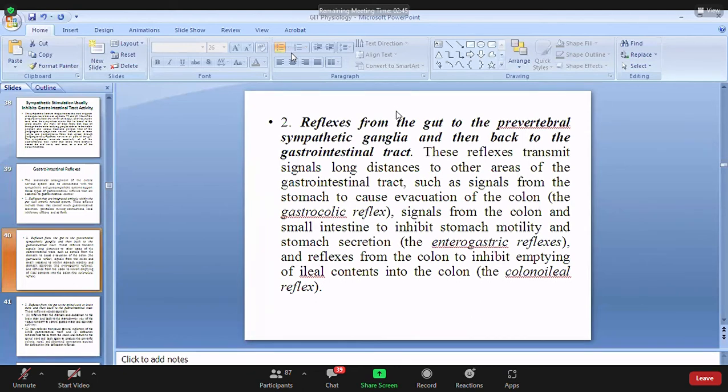Okay. Then another example is signals from the colon and small intestine to inhibit the stomach motility and secretion. That is the enterogastric reflex. So it is possible to send signals from the colon to the small intestine to inhibit the stomach motility and stomach secretion, and reflexes from the colon to inhibit the emptying of the ileal content to the colon. That is the colono-ileal reflex. You will need the examples. When you mention the broad heading, you also have to mention the examples.